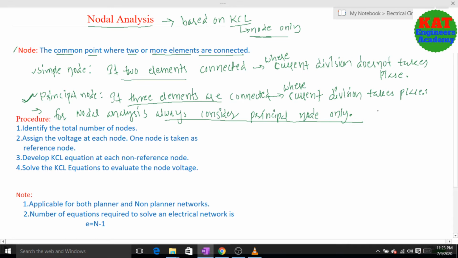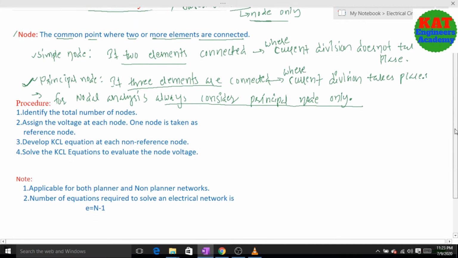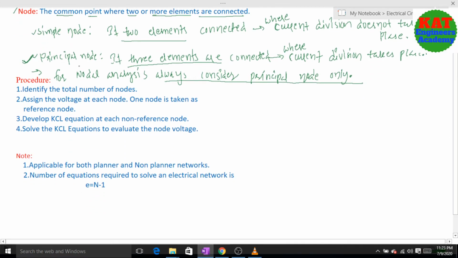Now there is a procedure for how we have to do the nodal analysis. This procedure is very important. Always remember these four points. The first point: whenever you enter into the problem, first identify the total number of nodes.